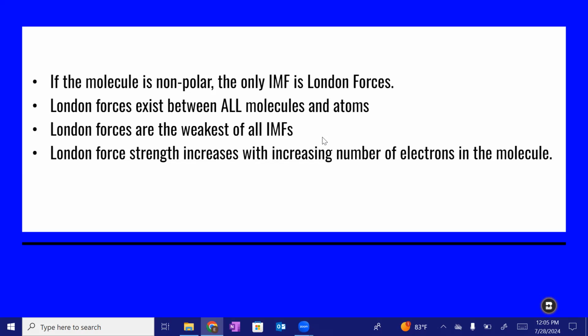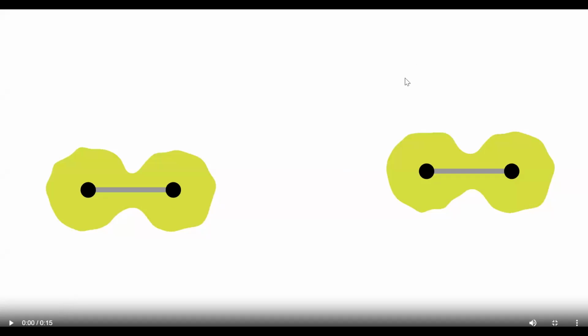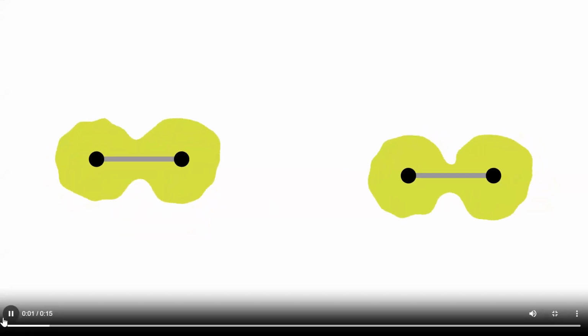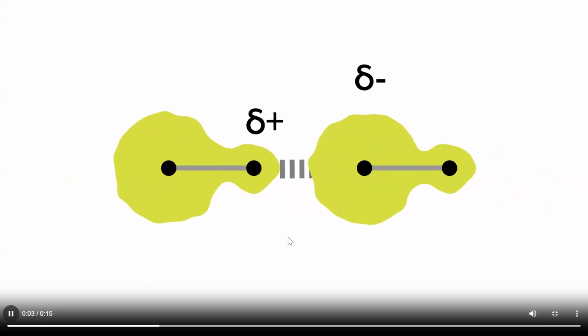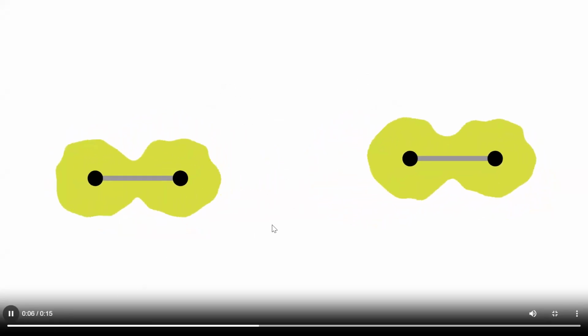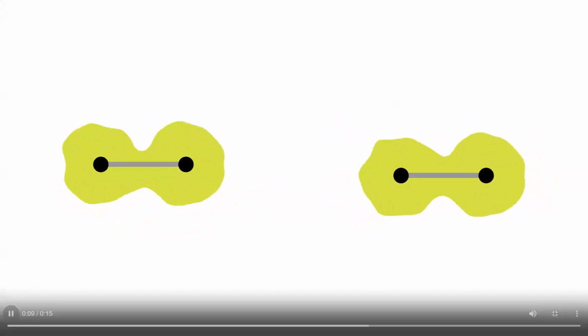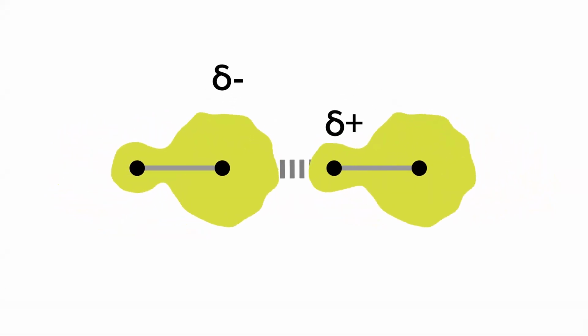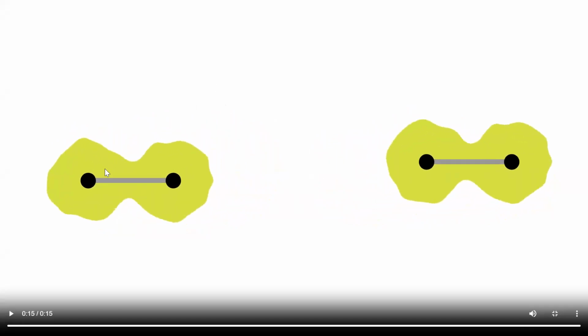The strength of the London dispersion force increases with the number of electrons in the molecule. The more electrons, the stronger the London dispersion force. Let's look at these forces, okay? This one is the London dispersion force. You see, it's not permanent, it's instantaneous. As soon as you don't have the same amount of electrons, look at it.